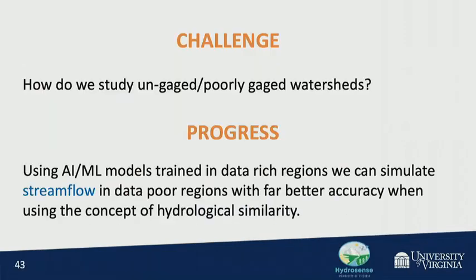Okay. So, the last question or the last challenge is, how do we work with poorly gauged watersheds? Because lots of places in the world, you cannot get the stream flow in the watershed, or it may not be of good quality. So even if you got it, it's not worth it. So what do you do? So this is where we made a foray into AI/ML. So using AI/ML models trained in data-rich regions, we can simulate stream flow in data-poor regions with better accuracy than when using the concept of hydrological similarity. And I'll get into the details of this in a second.